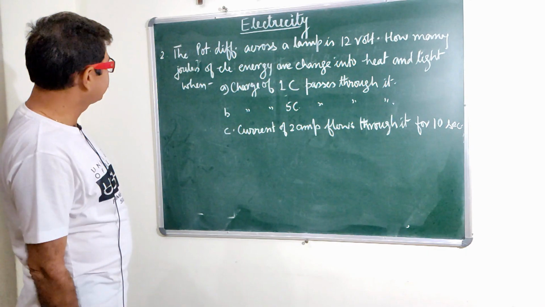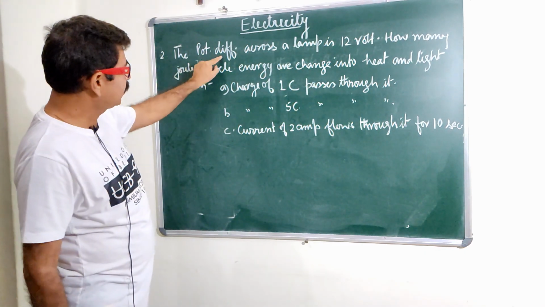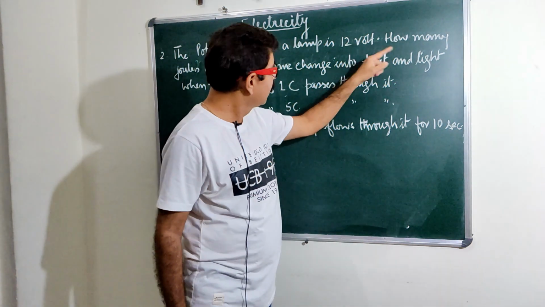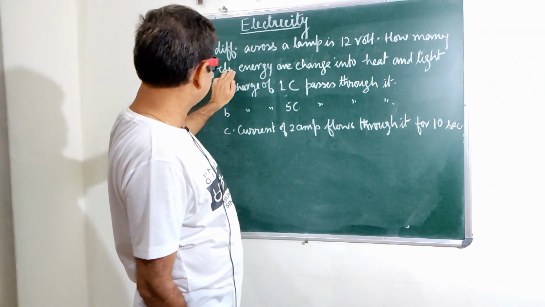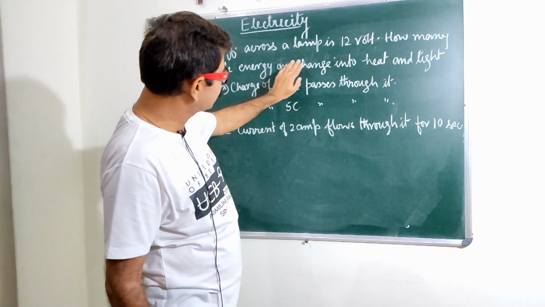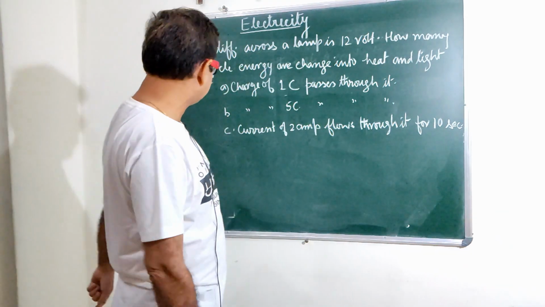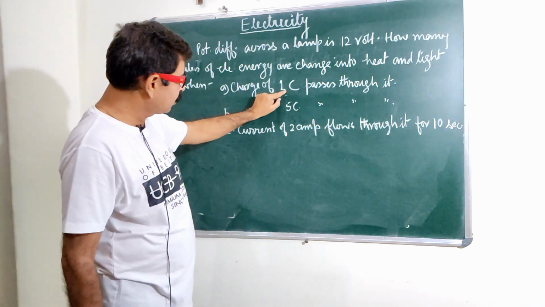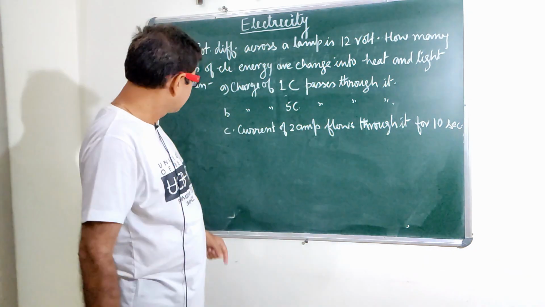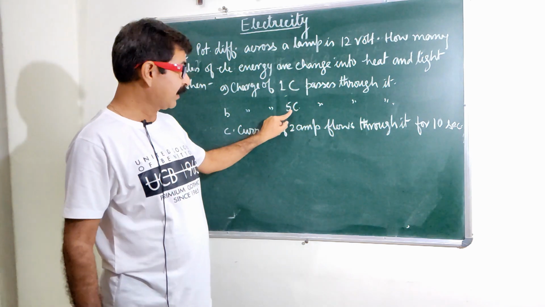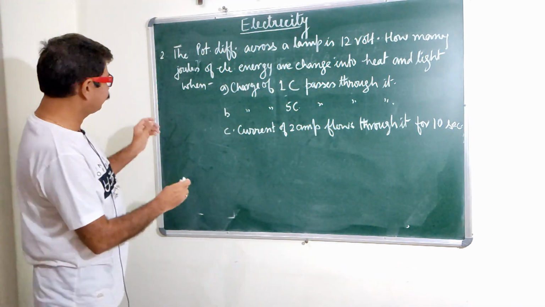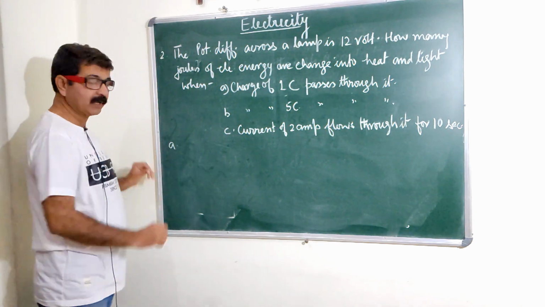So yes, the next numerical: the potential difference across a lamp is 12 volt. How many joules of electrical energy are changed into heat and light when, first part, a charge of 1 coulomb passes through it, second, a charge of 5 coulomb passes through it, and third, a current of 2 ampere for 10 seconds. So let's start with the first, part A.